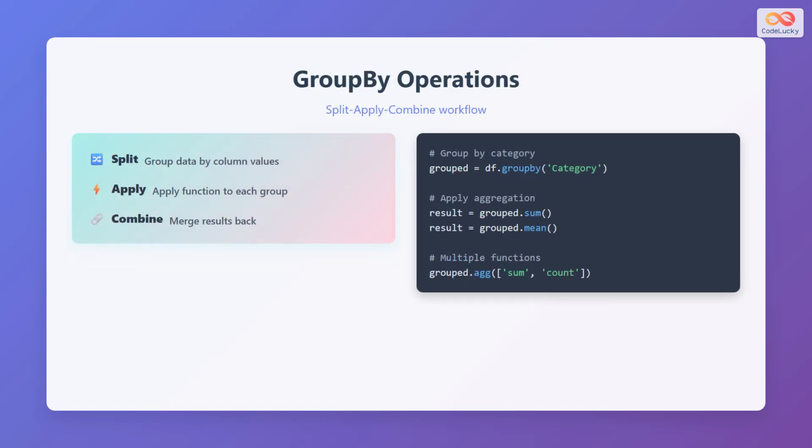GroupBy operations follow the split-apply-combine workflow, a fundamental concept in data analysis. First, you split your data into groups based on column values using the groupby method. Then you apply an aggregation function like sum, mean, or count to each group. Finally, Pandas combines the results back into a new data frame. This pattern is incredibly powerful for analyzing data by categories. For example, calculating total sales by product category or average scores by student grade. You can also use the agg method with GroupBy to apply multiple functions simultaneously, providing comprehensive group-wise analysis.